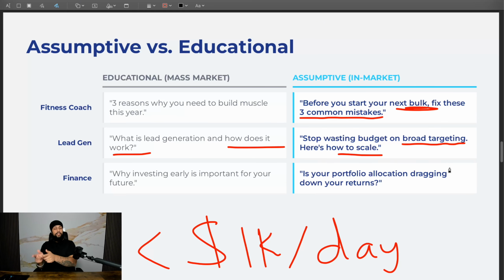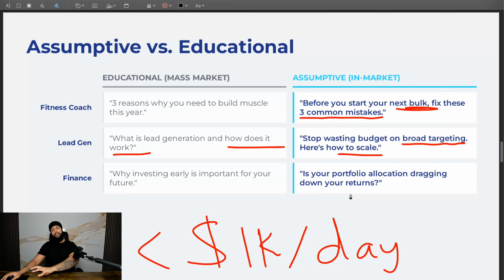Okay, this is going to speak to a person who is actively looking for this information because they are in the market. They are looking for these types of solutions from someone. Okay, in the finance industry, a random industry I picked, why investing early is important for your future. This is towards someone who is a beginner who doesn't yet understand what investing is and why they should be investing. Whereas someone who is more of a seasoned investor already knows this stuff, okay?